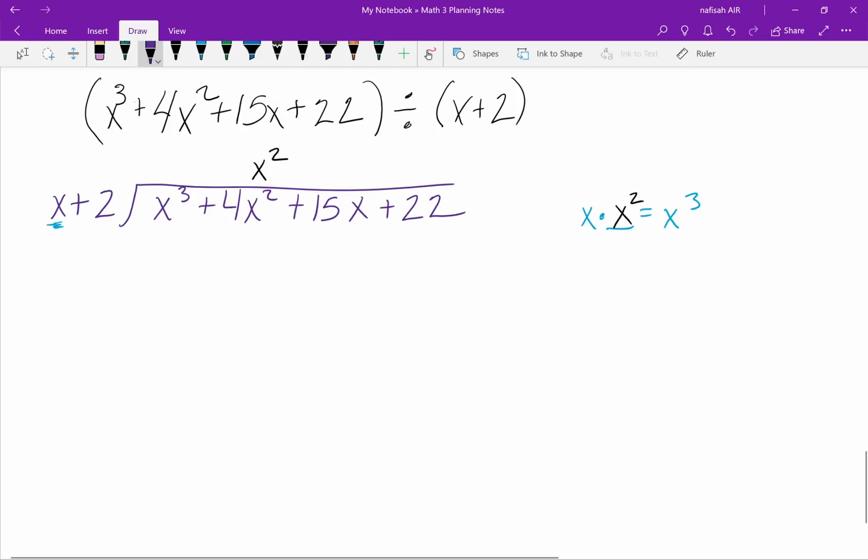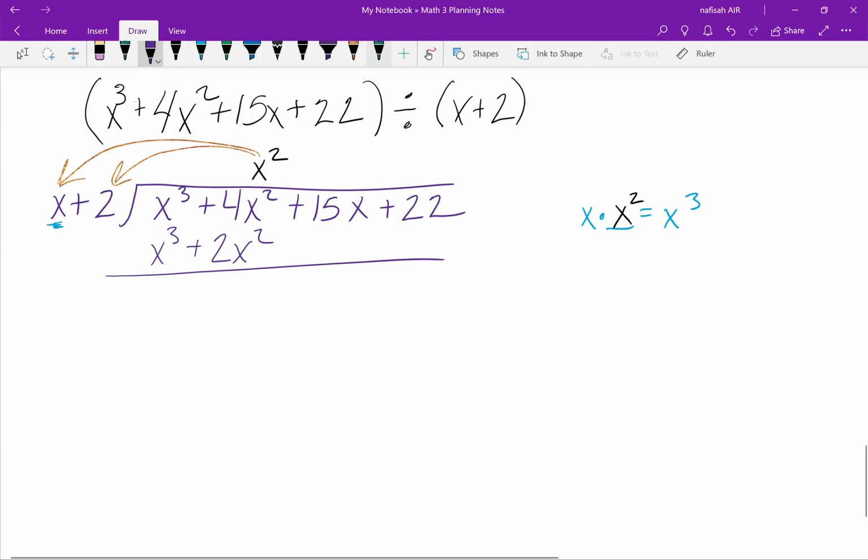And then I take this x squared that I just put above it, and I multiply it by x, and I multiply it by 2. X squared times x is x cubed. I always want it to be exactly what is written. And then I'll have x squared times 2, which is 2x squared.